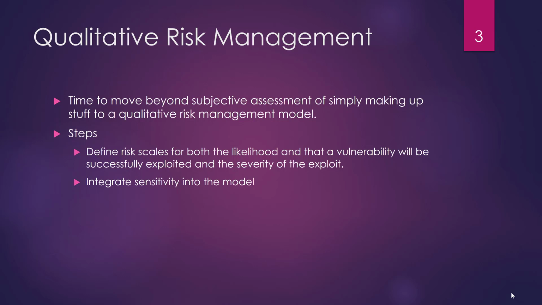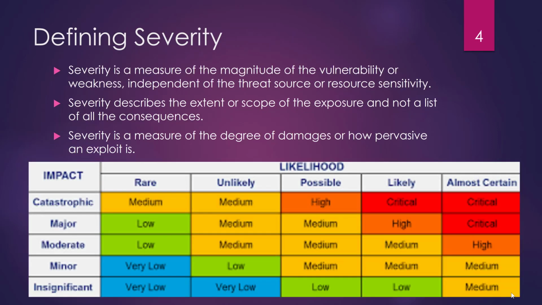We're not going to just make stuff up. We're not going to use fear, uncertainty, and doubt. Oh, no. We're moving in and building risk scales that allow us to map likelihood, and then severity, and then integrate sensitivity into that. So let's dig right into that. So the idea is something like this. We're going to start by looking at severity.